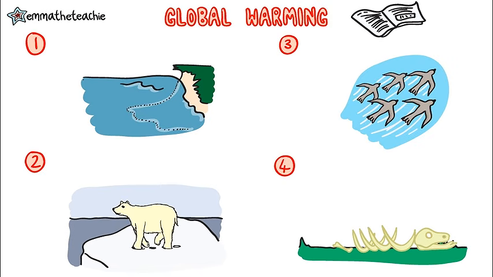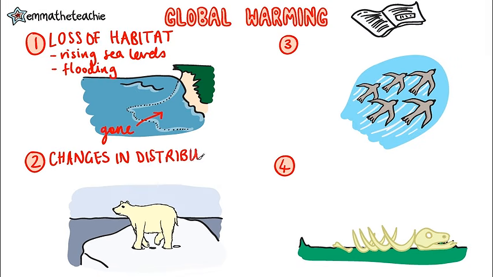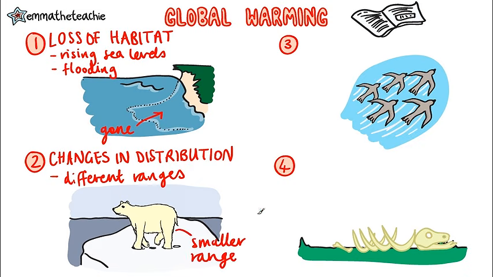Global warming and climate change will have biological consequences. There are 4 you need to know. First of all is a loss of habitat. When the sea levels rise, it will cause flooding and coastal habitats will disappear. This will cause a change in distribution of organisms as well. For example, grizzly bears will be able to spread further north as it gets warmer, but polar bears' range will shrink as they lose the ice caps.